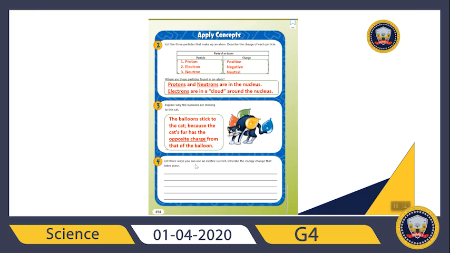The third question, list 3 ways you can use an electric current, 3 electric devices from your home, from your house, and describe the energy change that takes place. List 3 electric devices from your house, like washing machine, television, radio, electric heater. List 3 ones and mention the change of energy that takes place in each one.